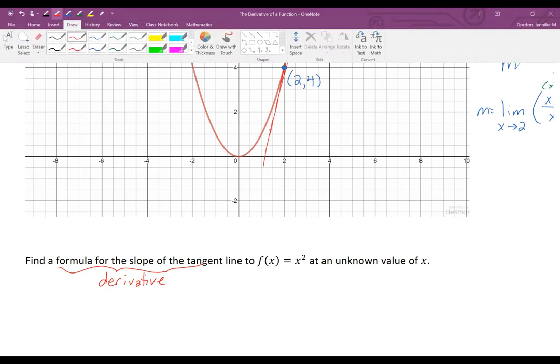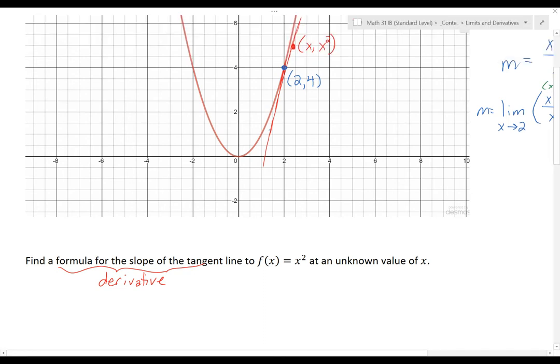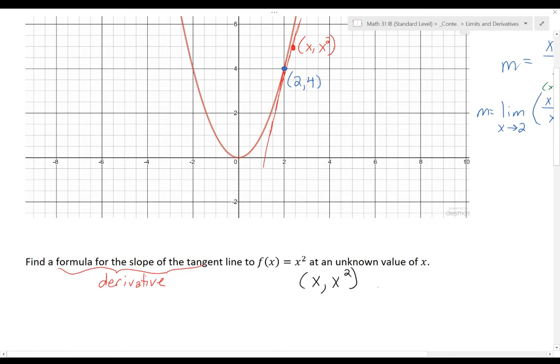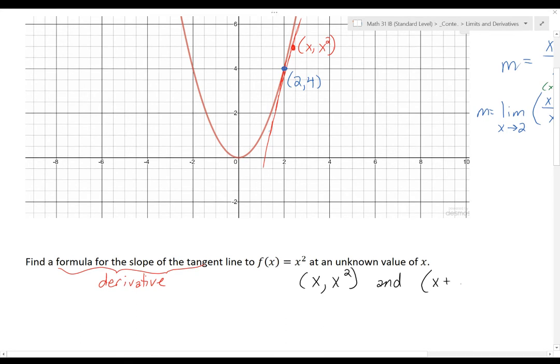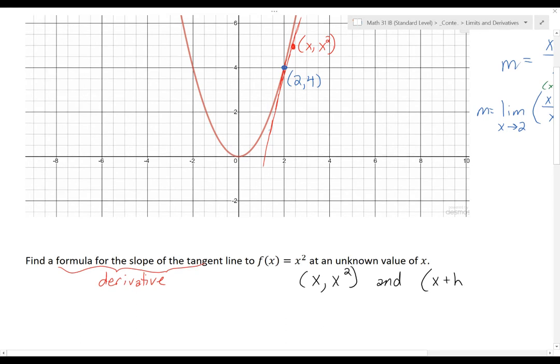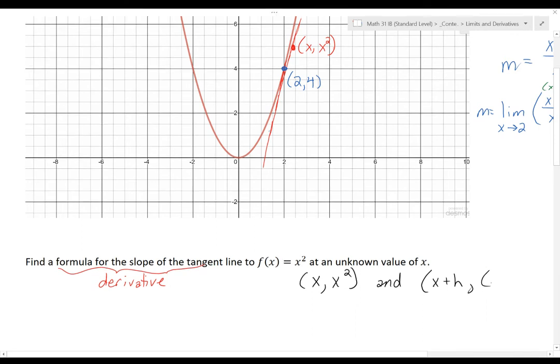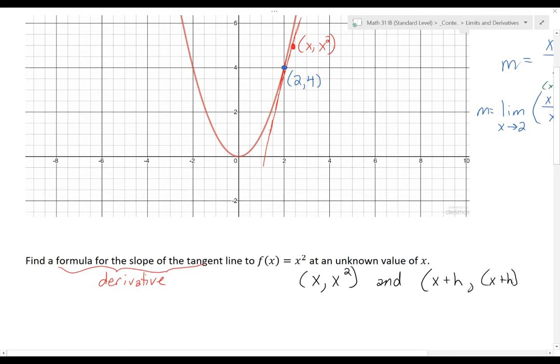So for this, I'm going to deal with the slope between some unknown value of x, which is x squared, and some other point that is going to be, and here's where this is a little weird, I'm going to take something that's a little ways away from x, and its y-coordinate therefore would be x plus h squared.